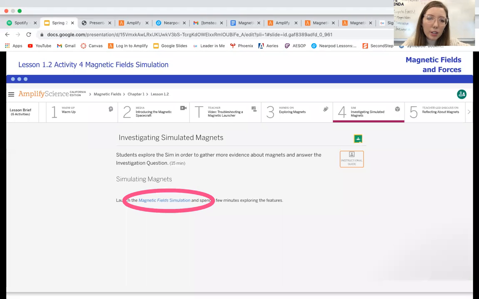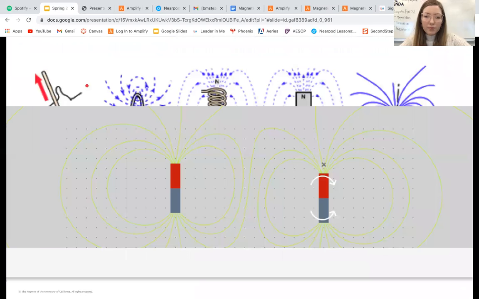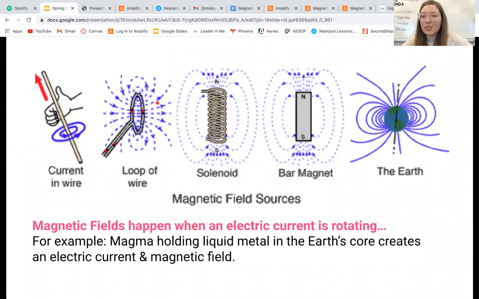So now I'm going to go back over here. What causes these magnetic field lines? The answer is electrical currents. If you have an electrical current that's going in a circular motion, it's going to create a magnetic field. And that's what we have in the earth. Magma in the earth's core holds liquid metal, and as that liquid metal is creating currents in the earth's core, it's going in a circular motion. It creates an electric current, and that's what builds the magnetic field around the earth.